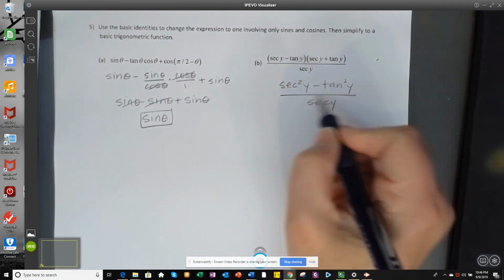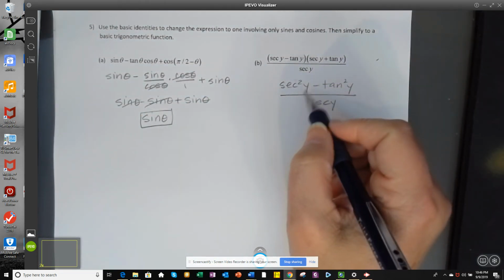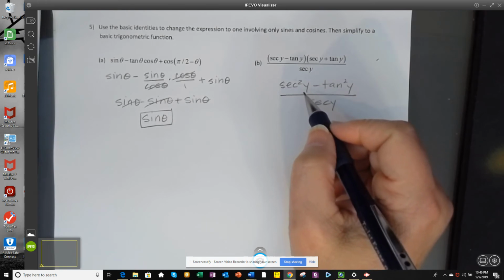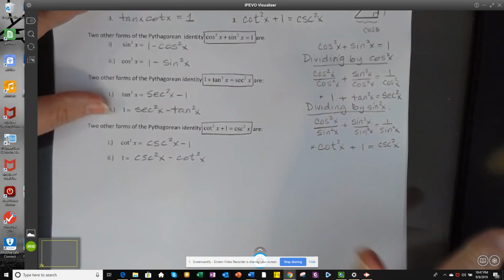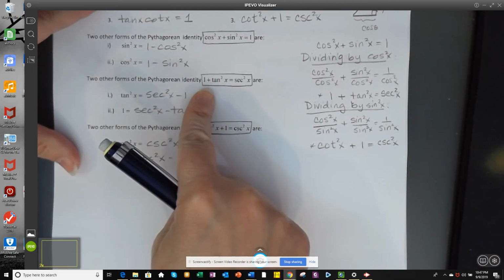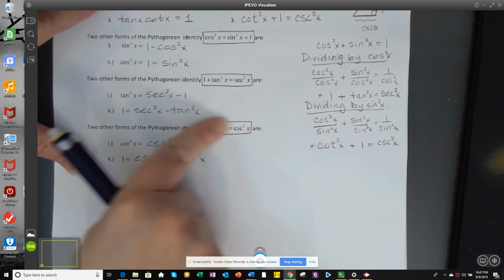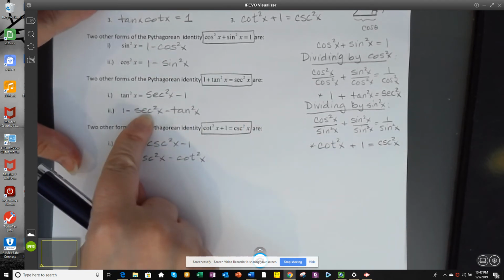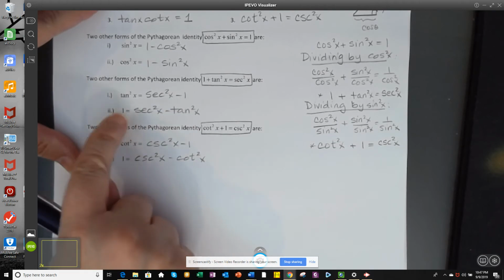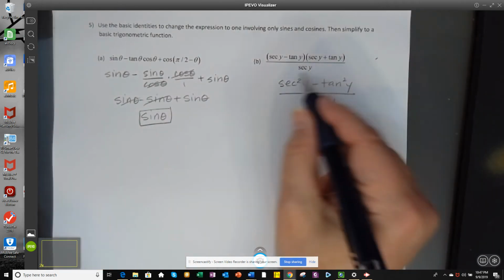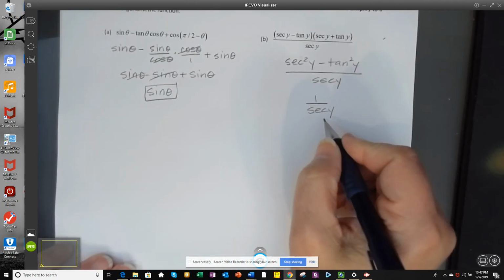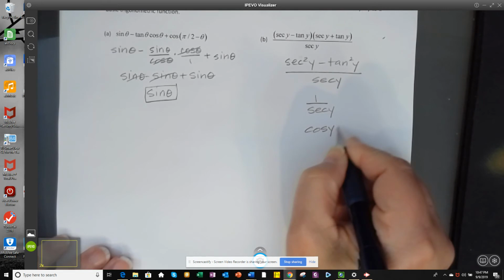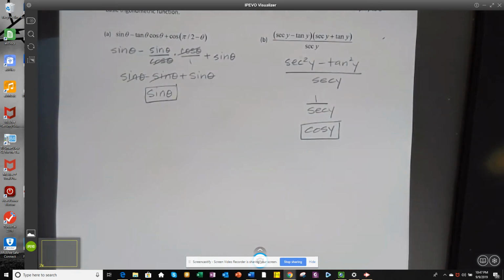And I'm looking at this going, maybe something wonderful will happen. Let's see. If I go back to my very important page and I have my identity 1 plus tan squared x equals secant squared x, what do I see? I see that secant squared x minus tan squared x equals 1. So something wonderful happened. This is 1 over secant y. And 1 over secant, well, that's just cosine of y. That's not too scary.